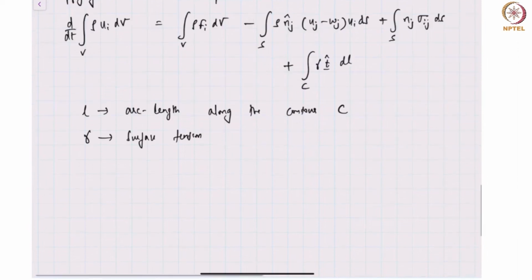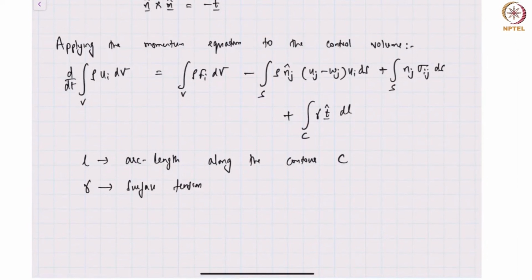Now we know the other forces here. The rho times d phi dV, this is basically the body force. Let's write down all of them. This is the body force here. This is the hydrodynamic force, the hydrodynamic surface force. And this last term here is basically the surface tension term.